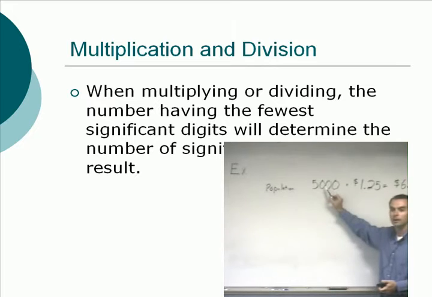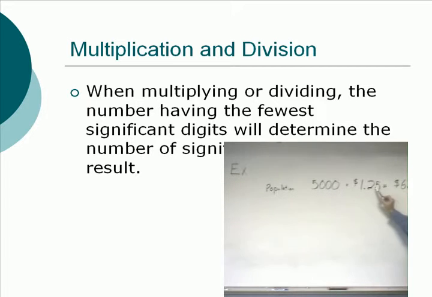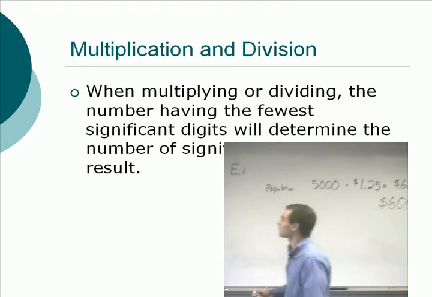How many sig digs have we got here? 1. How many here? 3. So our answer is limited to how many sig digs? 1. We'd have to call this $6,000. The city's going to generate around $6,000. We can't claim to know any more accurately than that how much money they're going to generate. Does that make sense? To do so would be misleading.